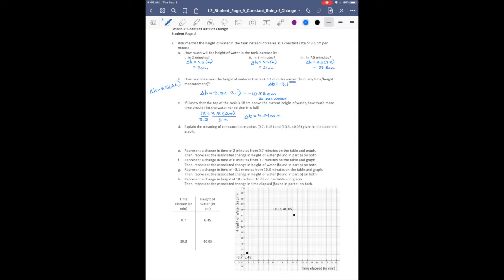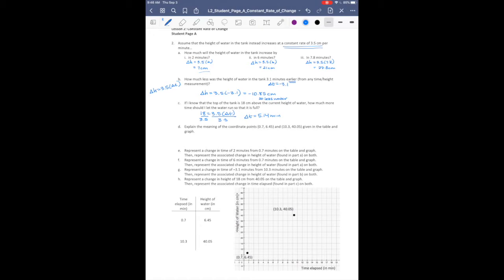So for parts A and B, you were using that constant rate of change of 3.5 centimeters per minute and using that to find changes in height given how the time is changing. So for example, in part A, when the time increases by 2, so if 2 minutes goes by, the height of the water would go up by 7 centimeters. In 6 minutes, the height would go up 21 centimeters.